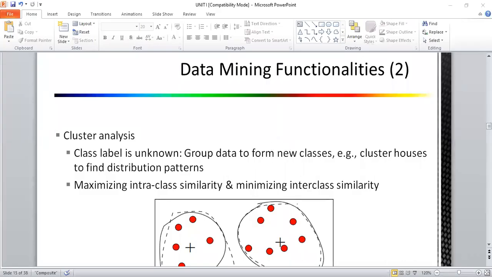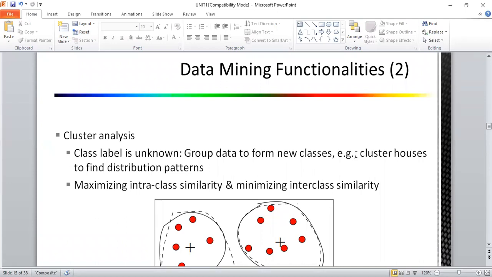Okay. Hi there. So today we will continue with the previous slides, and we were discussing data mining functionalities. Part one is in the previous video, and in this one we are going to continue with the same topic. So the next functionality of data mining is cluster analysis.